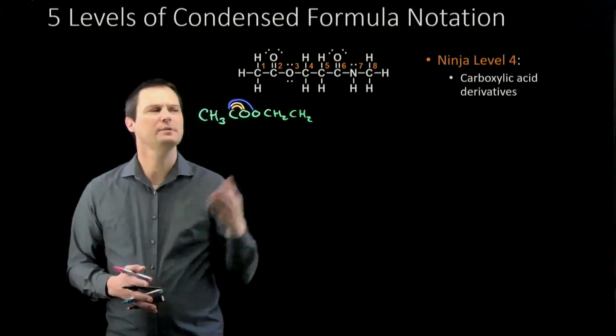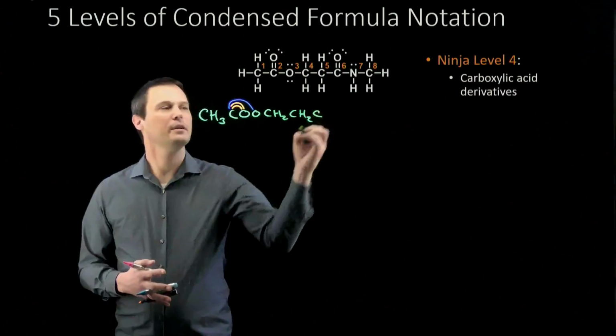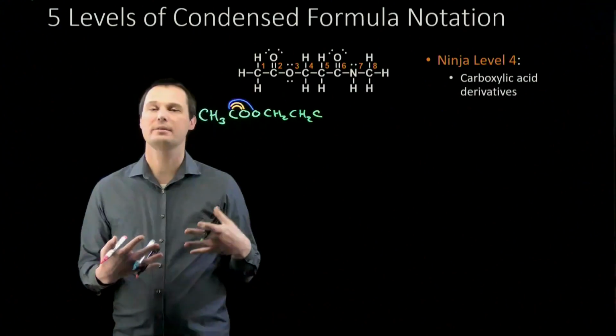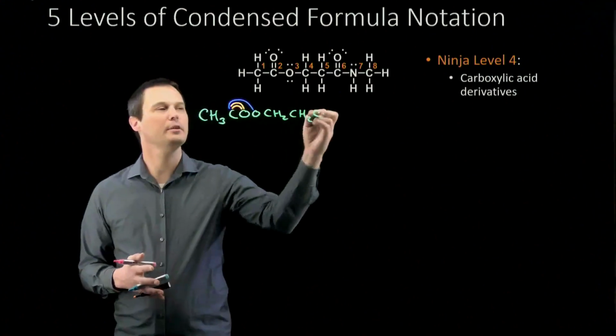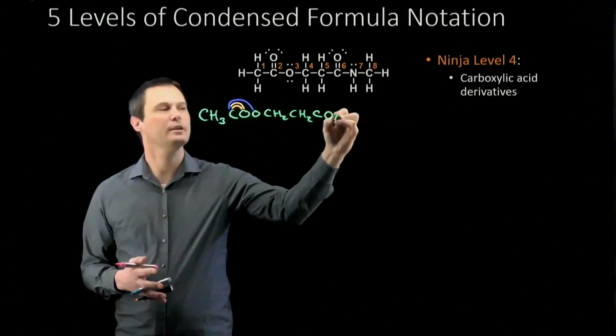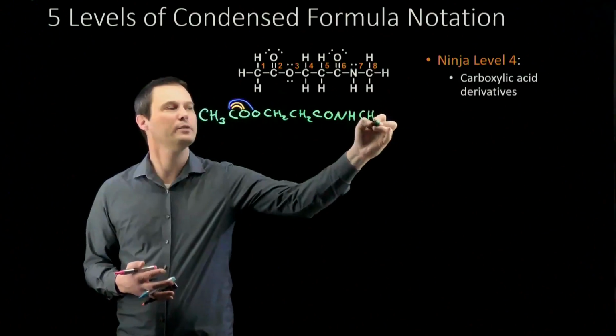Pause the video for a second, see if you can figure out how we would write the next carboxylic acid derivative in this condensed formula. We start with the carbon atom, and the convention says we write the first heteroatom as the one that is doubly bonded, and the second heteroatom is the one that's singly bonded. This carbon is doubly bonded to oxygen, so we write the oxygen first, and then the nitrogen. The nitrogen has a hydrogen of its own, and then we finish the molecule out with the CH3 group.